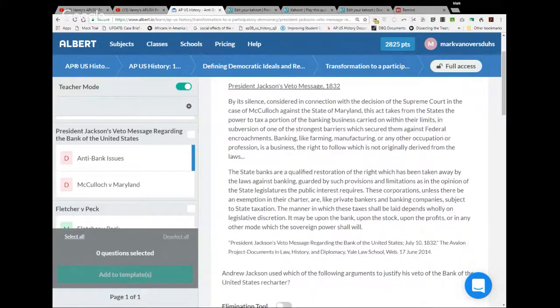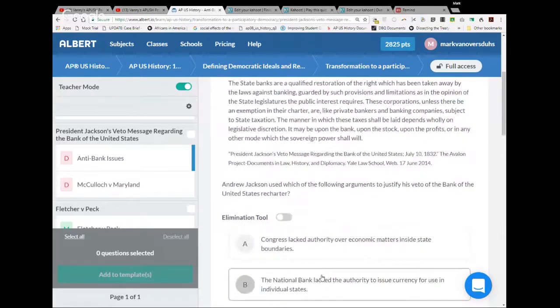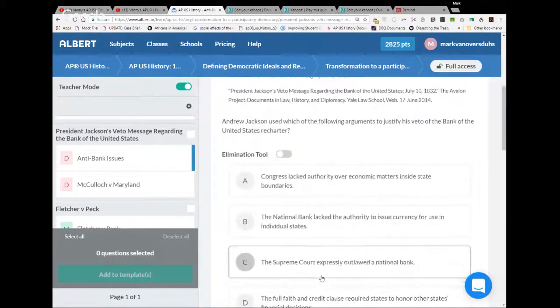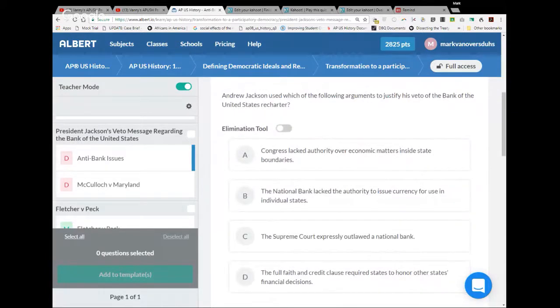Okay, remember, first, we're going to look at the question. Then we glance through the answer choices. Question says, Andrew Jackson used which of the following arguments to justify his veto of the Bank of the United States recharter? A, Congress lacked authority over economic matters inside state boundaries. B, the national bank lacked the authority to issue currency for use in individual states. C, the Supreme Court expressly outlawed a national bank, or D, the full faith and credit clause required states to honor other states' financial decisions.